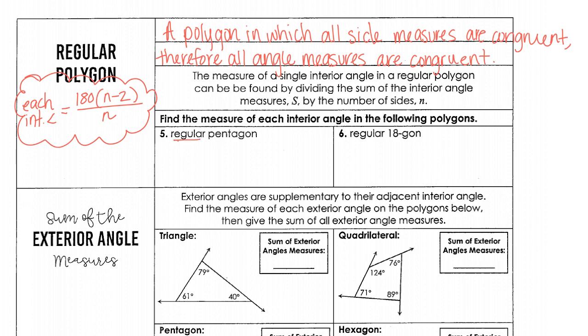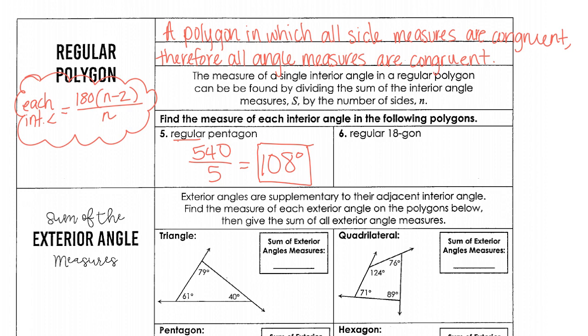Okay, so for number 5, we need to find each interior angle of both of these polygons, a pentagon and an 18-gon. If you remember, we just did the first 10 polygons. So if you look at your front page, we already know what the sum of the interior angles of a pentagon are. It's 540 degrees. So all we have to do is divide that by the number of sides, which is 5. And so you should get 108 degrees. That's what each angle is for this pentagon, interior angle.